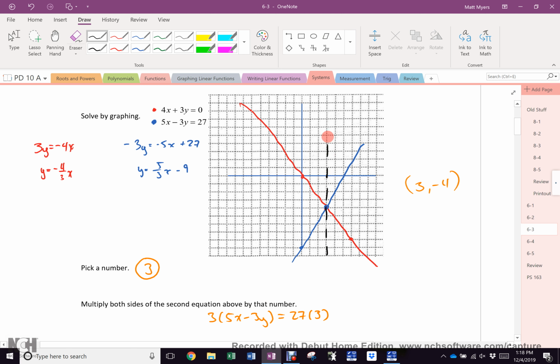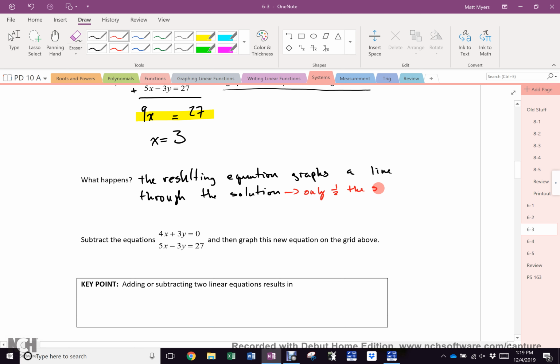It goes right through the intersection, doesn't it? So we notice that. What happens? The resulting equation graphs a line through the solution. Yes? But it's only half the solution, isn't it? Right? Now, that was what happened graphically.